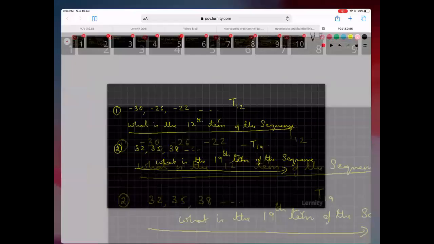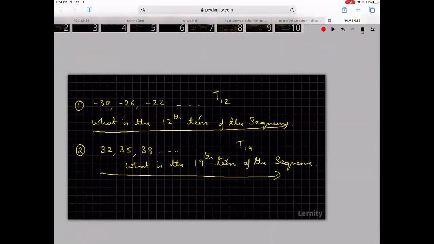Okay, I'm getting so many different answers. So let me see. Here, I want the 12th term. The first term T1 is minus 30, so A is equal to minus 30. And what is D equal to? The common difference is 4. So T12 will become A plus 11D.